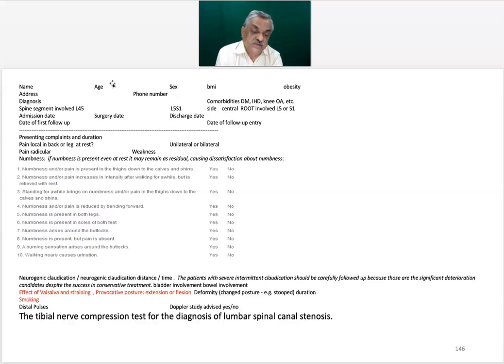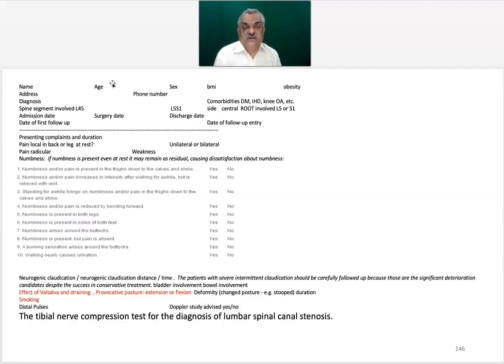The patient with severe intermittent claudication should be carefully followed because there is significant deterioration despite the success in conservative treatment. And the patient may have what is called grumbling cauda equina syndrome with affection of the bladder function or the bowel function. We need to find out if there is an effect on the symptoms with Valsalva maneuver, that is holding your breath, closing your nose and trying to breathe out. And provocative posture is either extension or flexion.